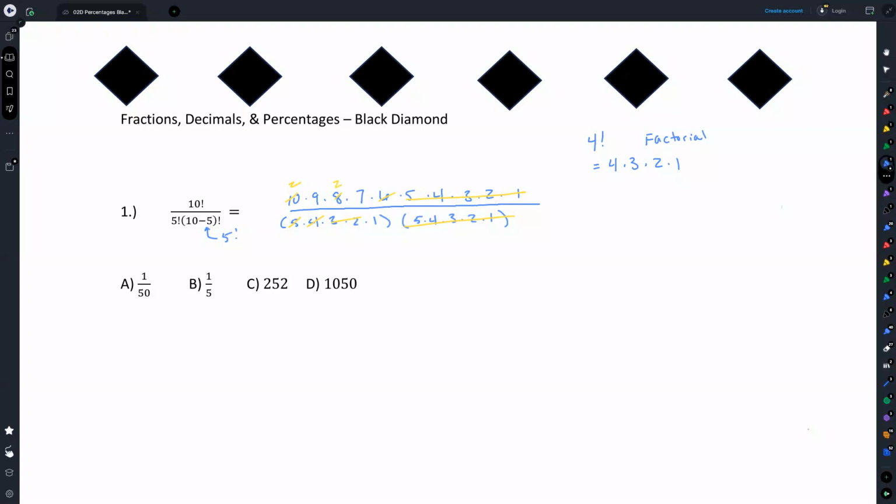So what this all boils down to is 2 times 9 times 2 times 7. And if you don't have a calculator, that is reasonable to do by hand. If you do have a calculator, punch it in now and you get 252. Our answer is C.